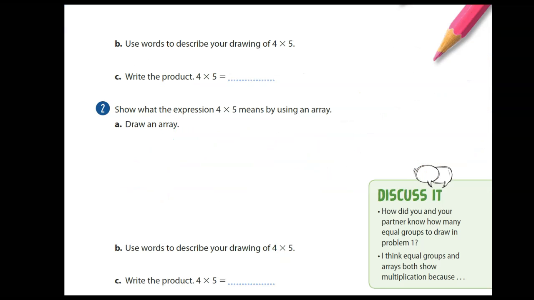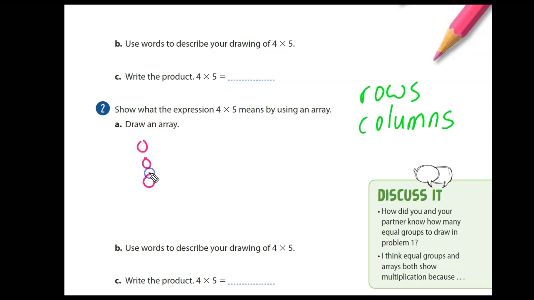Okay, we did equal groups. Now it tells you to do what? An array. So what am I going to need for an array? 2 things. I need rows and columns, huh? Rows and columns. Okay. First factor tells me how many rows I have. The second factor tells me how many columns I have. So how many rows am I going to need? 4.